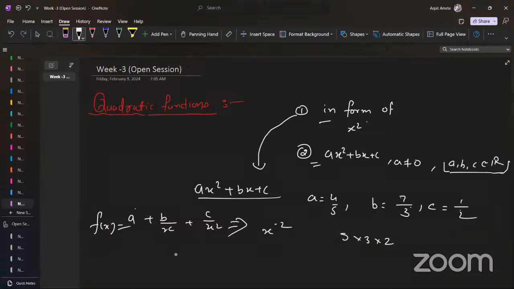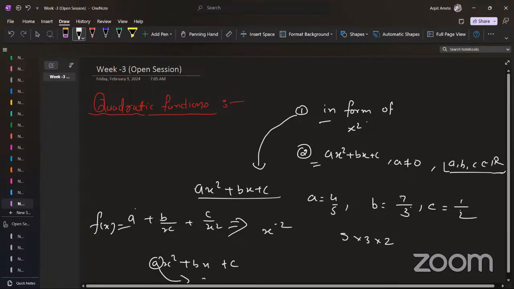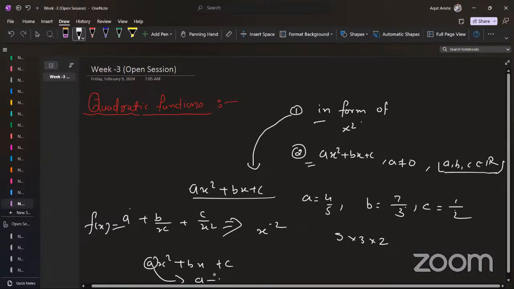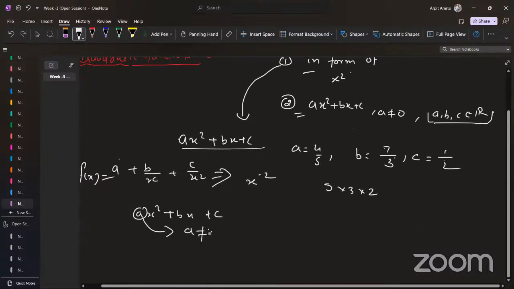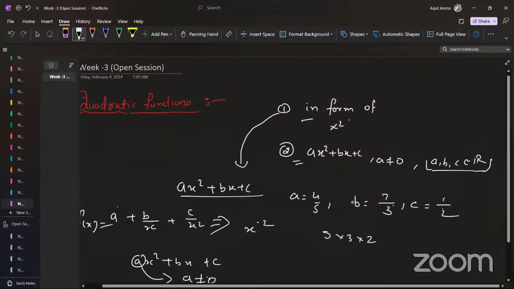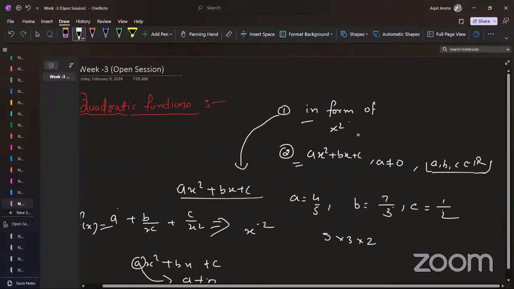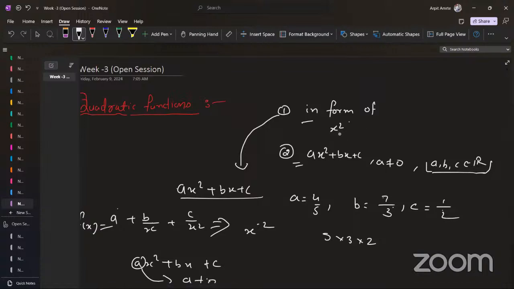The form x cube minus 2. Yes. But whenever you say this is a quadratic function, you have to mention that this a should not be equal to 0. Otherwise, this equation cannot be in the form of ax square, a quadratic function. So whenever you are mentioning this kind of thing in the form of x square, you have to mention that the coefficient of x square should not be equal to 0.